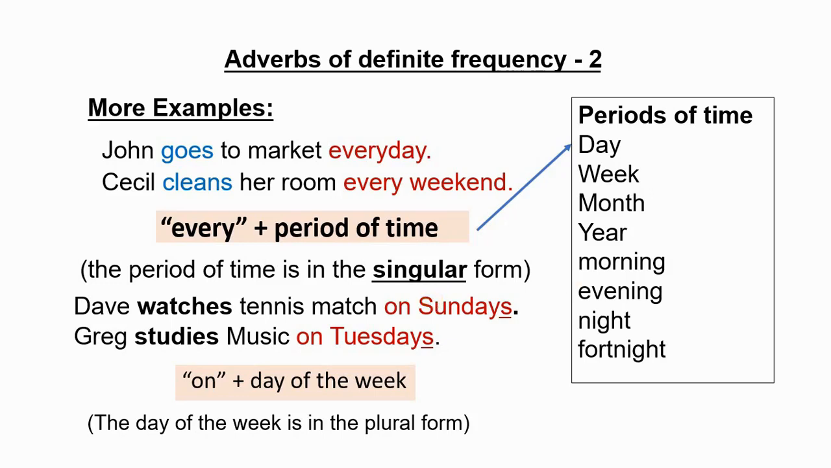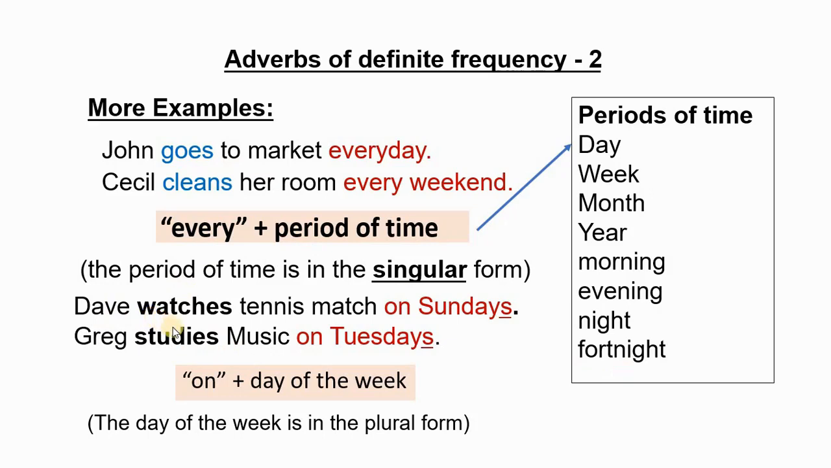And here is a list of the periods of time. Again, period of time. So these are the most common ones. Day, week, month, year, morning, evening, night, fortnight. Fortnight means 2 weeks. So, more examples here.